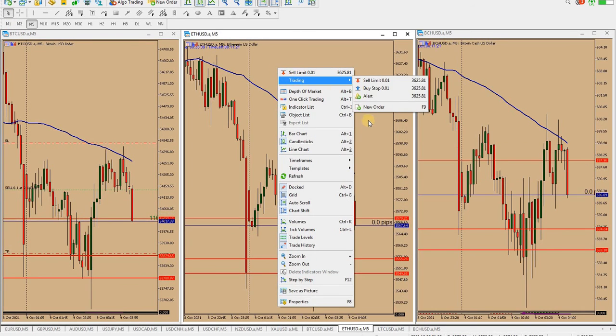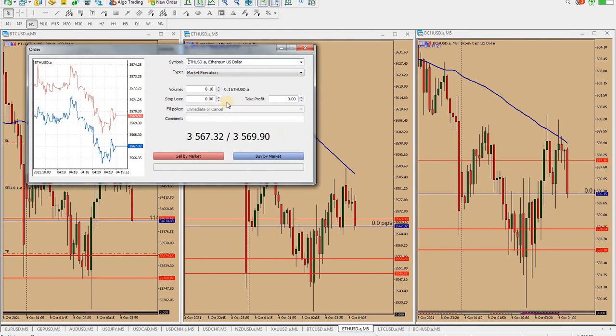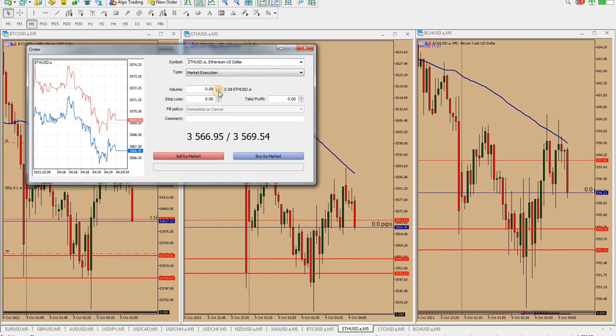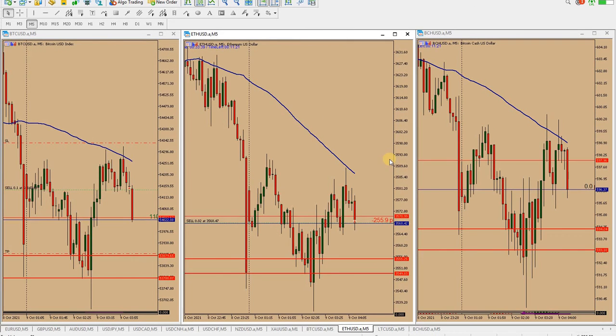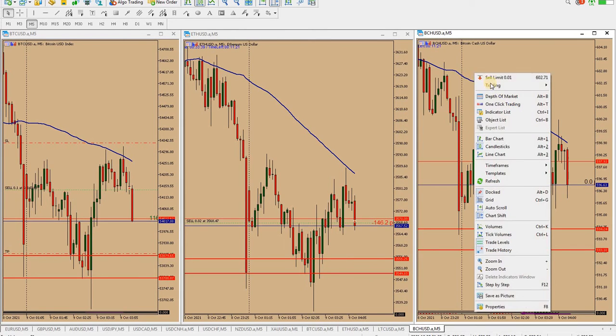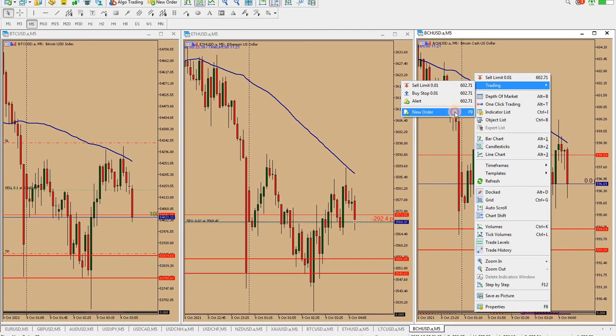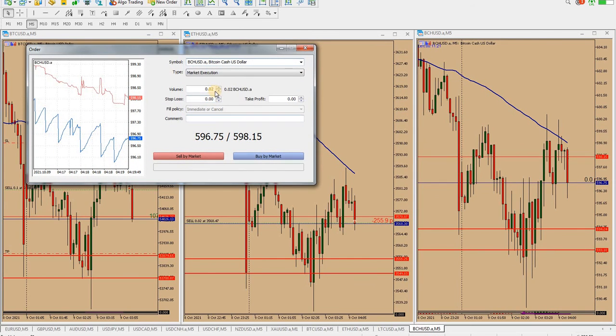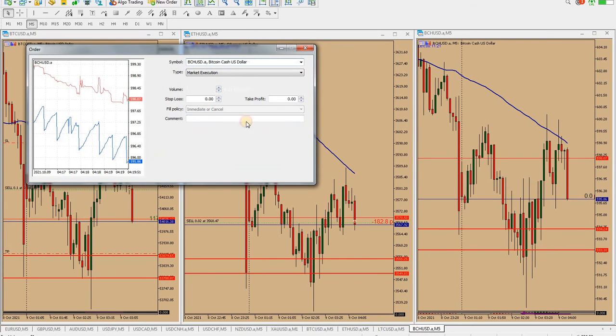Now for the Ethereum, I got the permission to sell. I don't know if I sell this lot because I might be out of the money, so I sell it with a small lot. And for the Bitcoin Cash, same thing. I'm gonna sell it again, small lot, because we have to sell this one too.